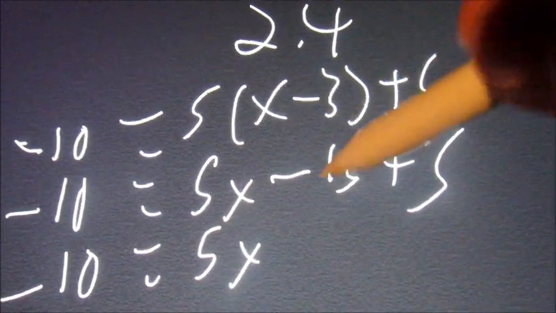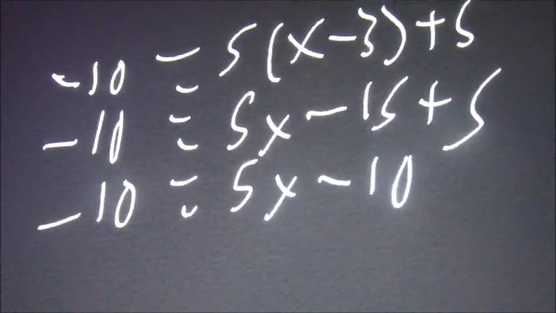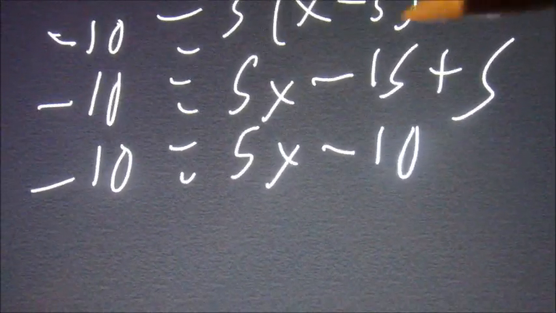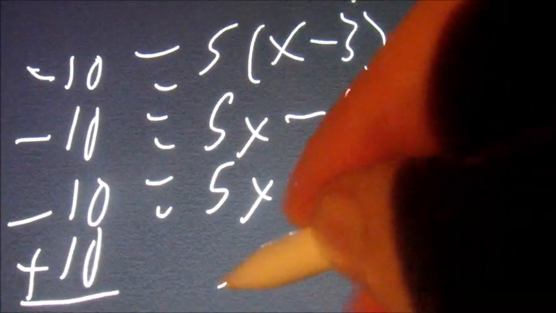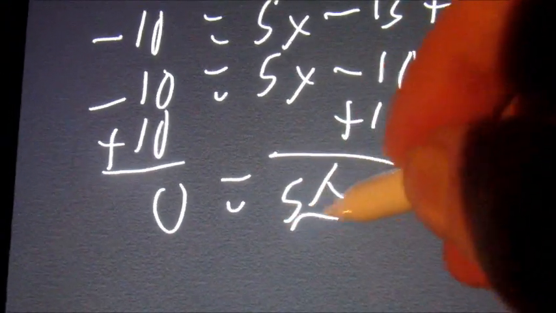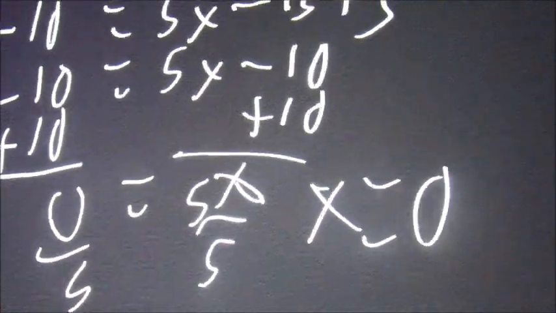Now we're going to combine like terms. We only have one term on the first side, so we'll just keep that, -10. We have the 5x, and we have -15 plus 5, which is minus 10. Now we want to isolate the variable, so we're going to move this 10 over by adding 10. And we get 5x equals 0. And when we divide both sides by 5, we get x equals 0.